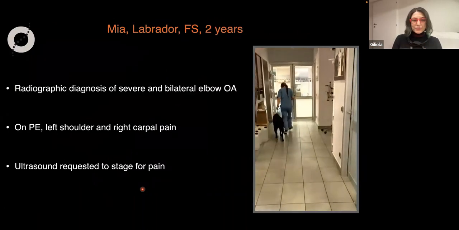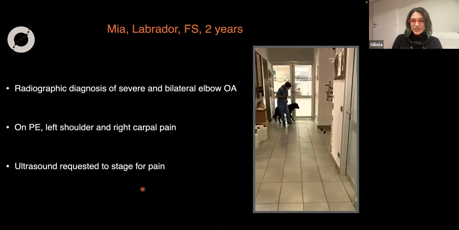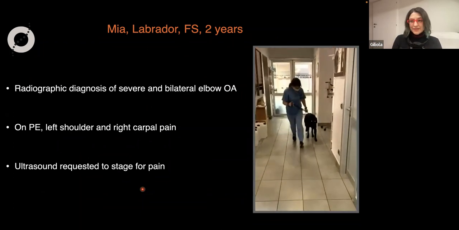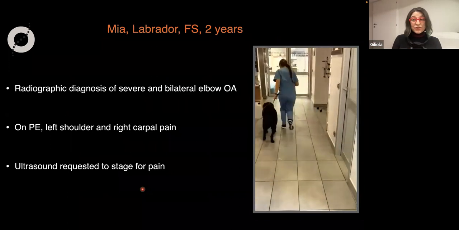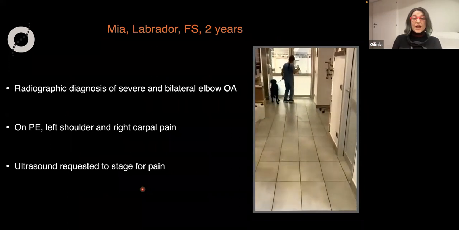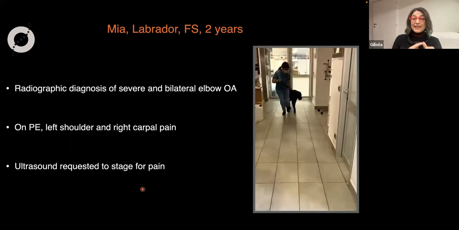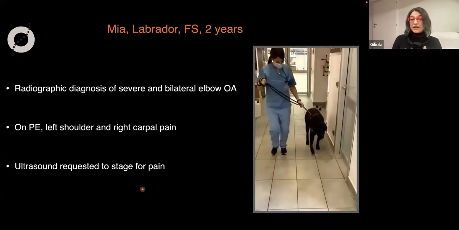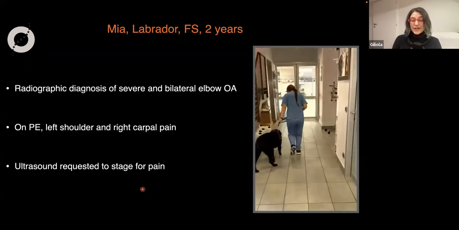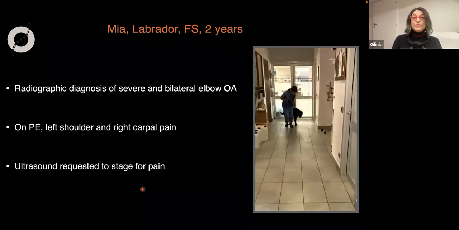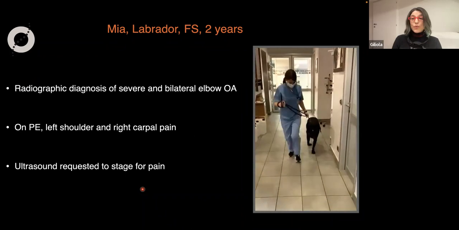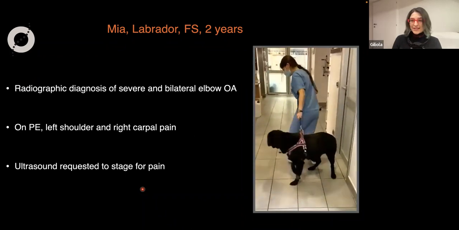When she arrived to me, we knew that she has severe bilateral elbow dysplasia. In the last time she was not really responding to treatment. And on physical examination, the left shoulder and the right carpus were painful. And basically I had an ultrasound request to stage the pain. What can we detect with ultrasound?